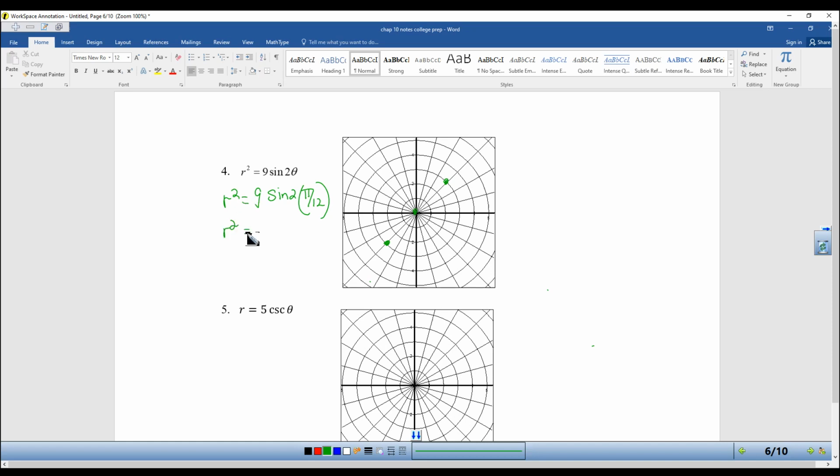So r squared is equal to 9 times, this reduces to pi 6, and sine of pi 6 is 1/2. Now, unfortunately, these still are not very nice. So we have 9/2, which is 4.5. But you still have to take the square root of that. So r is equal to the square root of 4.5. I know you can't graph that, but the square root of 4 is 2, so it's just a little bigger than 2. So on the pi/12ths line, I'm going to go a little bigger than 2.